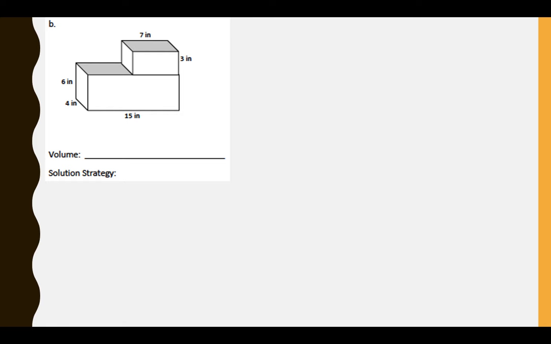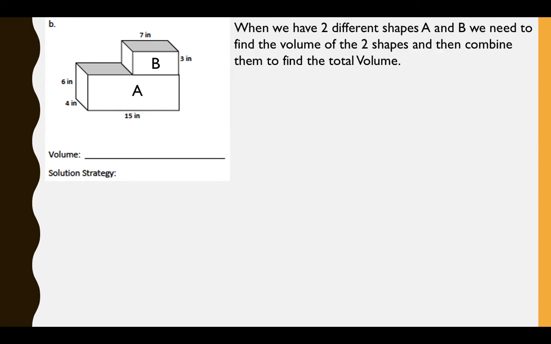B, we're going to be doing the same thing. Now you can see this one's a little bit trickier. We again have two figures, so I'm going to go ahead and label the bottom one as A and the top one as B. So when we have two different shapes, A and B, we need to find the volume of the two shapes separately and then combine them to find the total volume. So first I'm going to go ahead and find the volume of figure A.